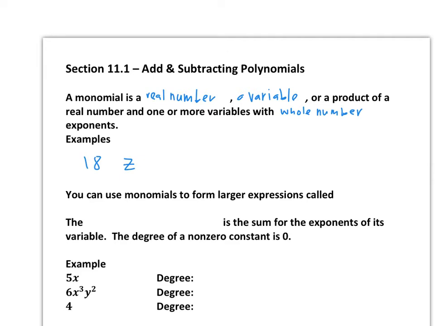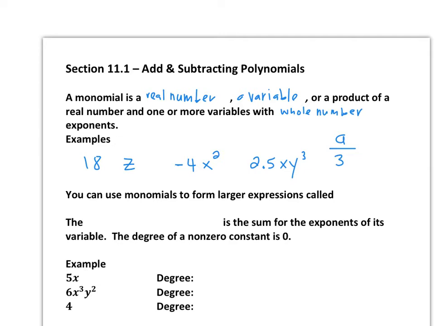That's a variable. Or a product of real numbers in one or more variables. So negative 4x squared. That's a product. Product means multiply, and that variable is a whole number. Or we could have 2.5xy cubed. All right, a product, a real number, variables, and the exponent is a whole number. Or something like a divided by 3. All right, so those are all examples of monomials.